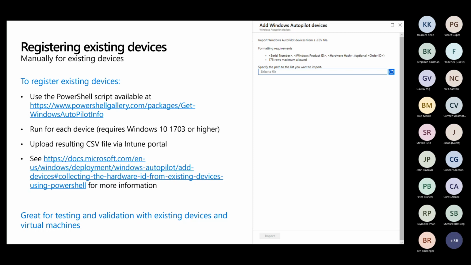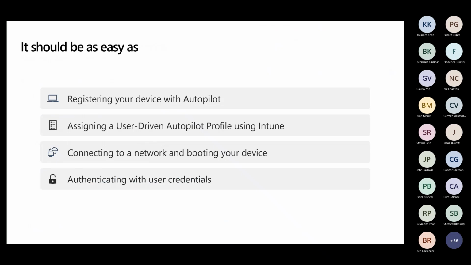Now we can register, as I mentioned, existing devices. We can go to a PowerShell gallery and just download that, run a couple of very simple commands to create that CSV file, and then upload that CSV file into the portal so it is then recognized by the environment.